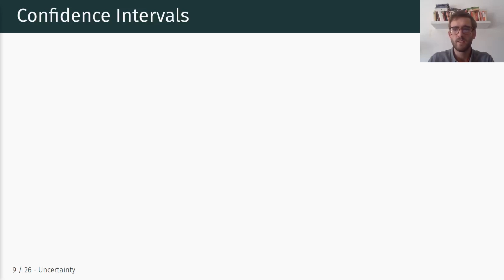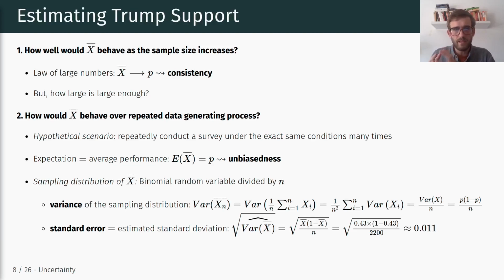Hey everyone. So we're still in the process of quantifying the uncertainty around Trump's support prior to the 2016 election based on the ABC News Washington Post poll. Specifically in this video, we want to go through the process to compute confidence intervals based on the standard error that we computed in the previous video.